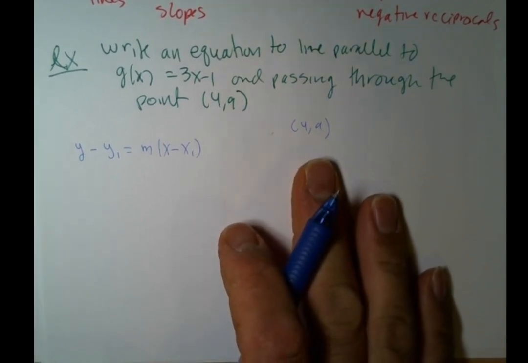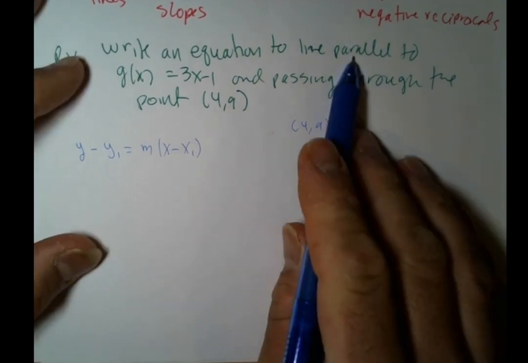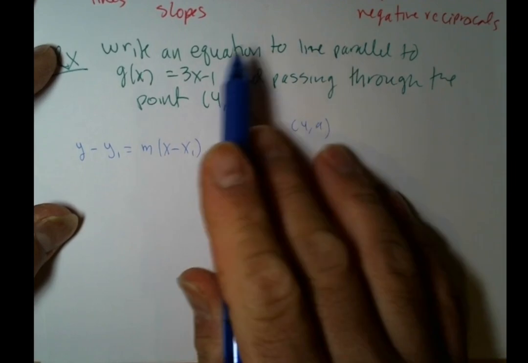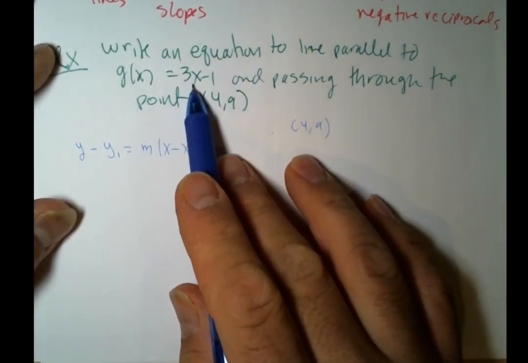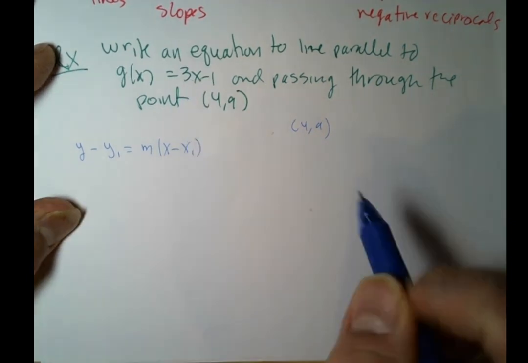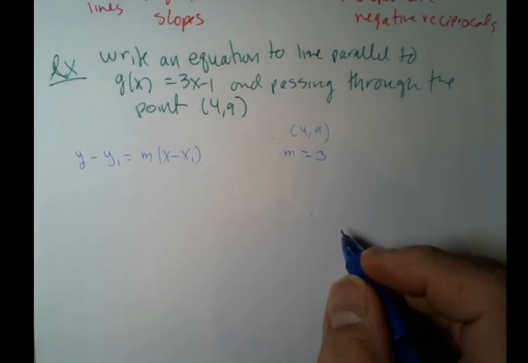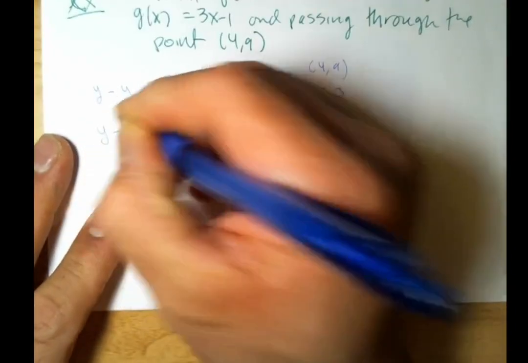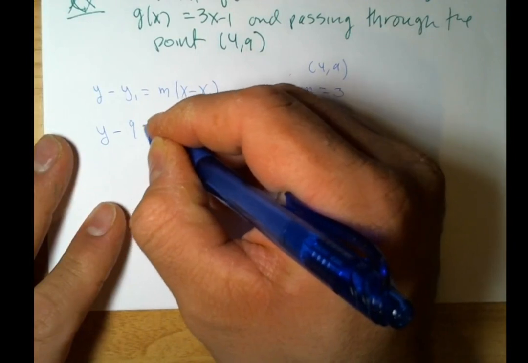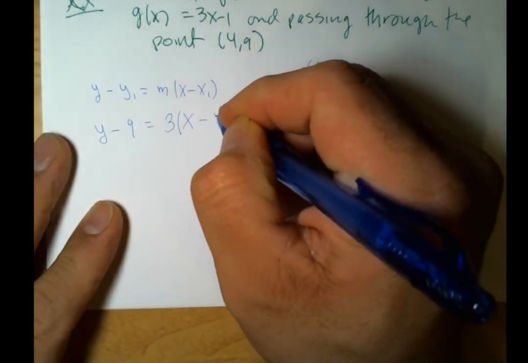Usually I would need two points to calculate the slope, but here I'm given instead this alternate piece of information: parallel to 3x minus 1. If it's parallel, I know it must have the same slope, so I actually know the slope as well. Now I can just plug these in: y minus 9 equals m, which is 3, times x minus 4.